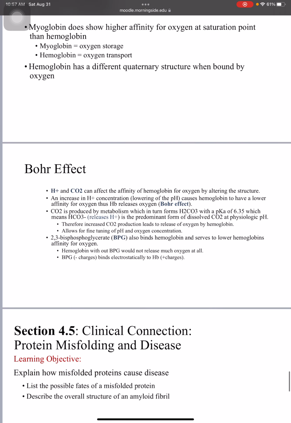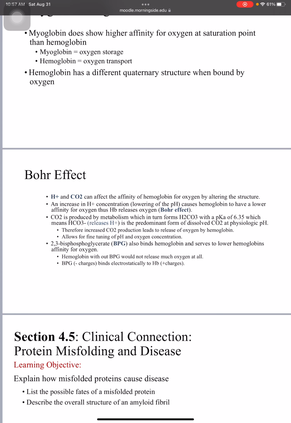So, something that's kind of interesting here is something called the Bohr effect. And this is actually an effect of pH within the body. There's a couple of things that can affect the affinity of hemoglobin for oxygen. In a nutshell, the more acidic the environment is, so an increase in H plus concentration, the lower the affinity hemoglobin has for oxygen. So the more acidic the environment, the more likely hemoglobin is going to let go of oxygen.